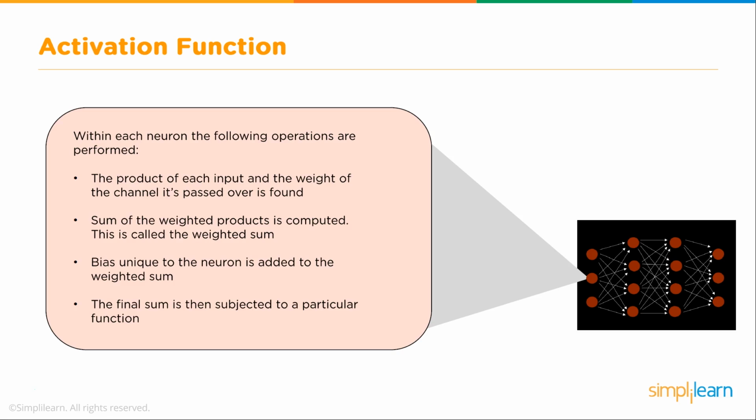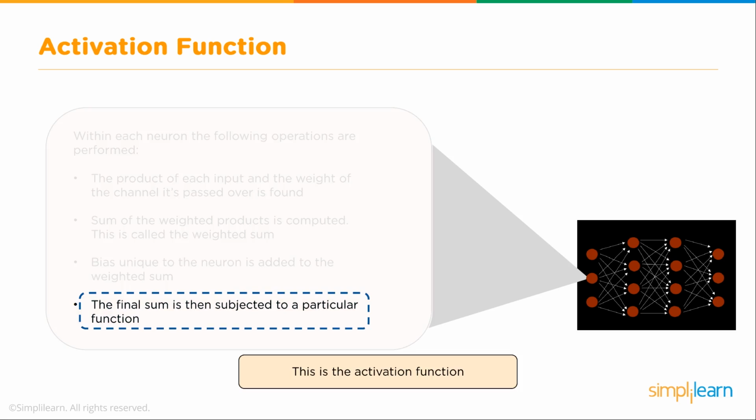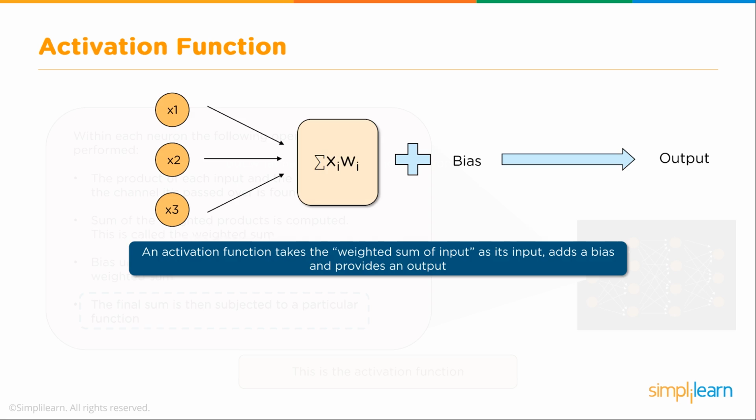That part is really important because those functions have a huge impact on how well your model performs under different conditions. The final sum is then subjected to a particular function. This is the activation function. So if you ever hear the term activation function, that's what we're talking about. What activates this cell and what doesn't. An activation function takes the weighted sum of the input as its input, adds a bias, and provides an output.